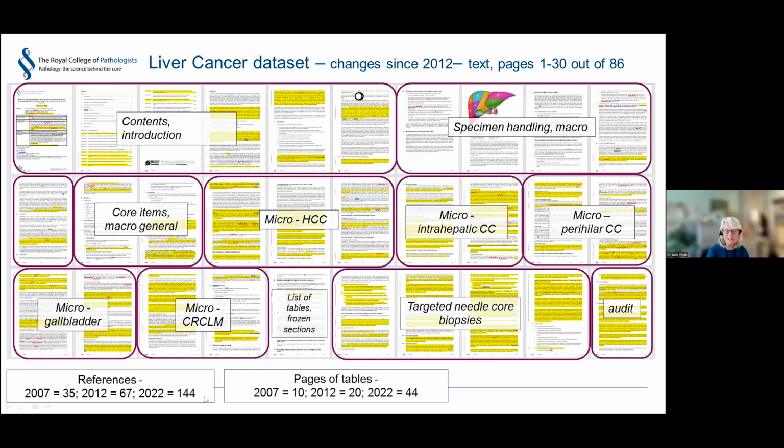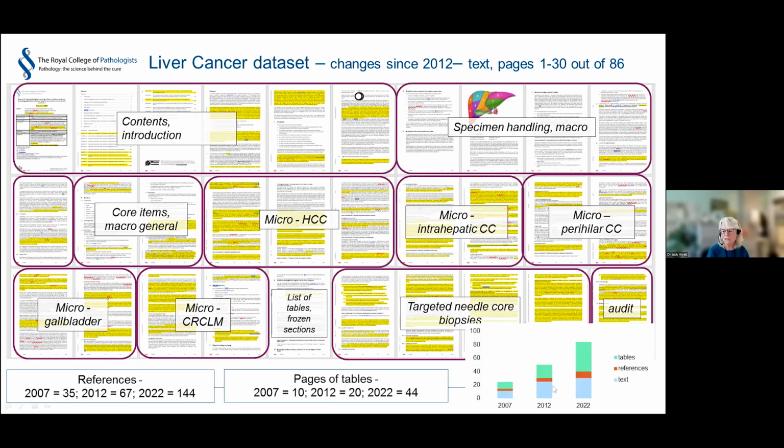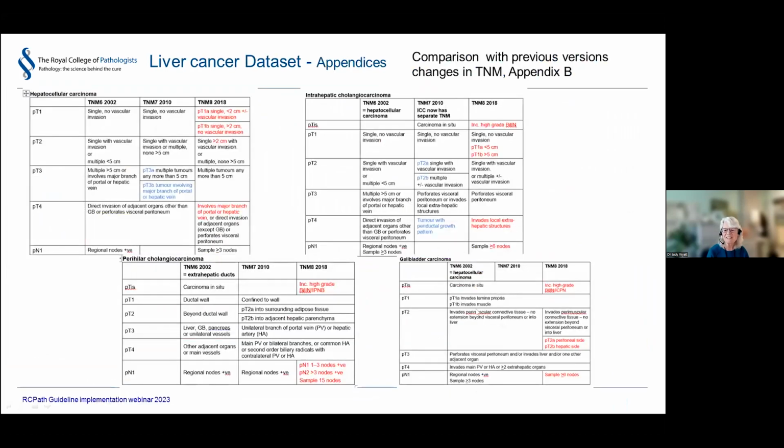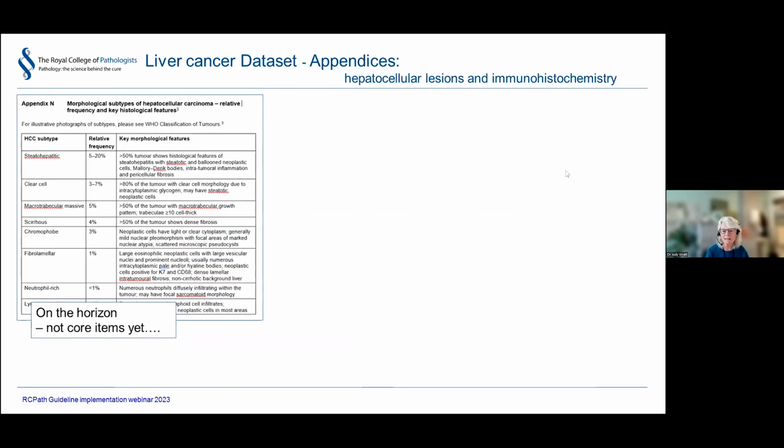The references went up a lot as well, and 98 of these 144 have been added since the previous version. The number of tables has gone up a lot, so overall the size of the dataset document over the 3 versions has increased a lot. But so have the changes to the way TNM classifications work. And this Appendix B just highlights in red the different alterations to TNM classification that we need to know about if we're going to use TNM8 correctly.